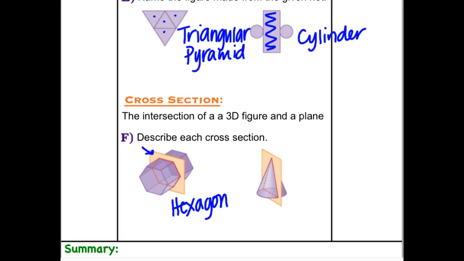And now we have a cone. If we cut that cone from top to bottom, we're going to have a triangle. Now it won't be another cone because a cross section is two-dimensional. So it will either be a triangle, a rectangle, a pentagon, a hexagon, an octagon, depending on what shape you have there. It might also be a circle.